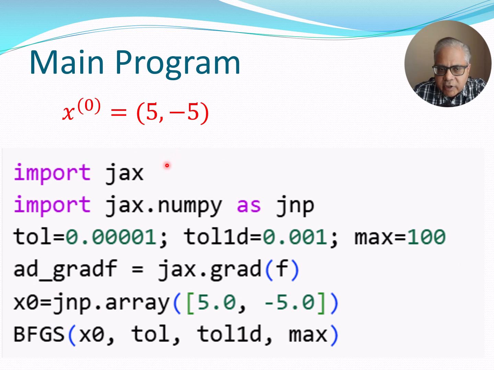Let's write the main program. So again, I import JAX, I import jax.numpy as jnp, I define these tolerance and max values, and then I invoke the jax.grad function on the function f. I use the starting point 5 and minus 5, which is x0 here, and then I invoke the BFGS function at x0, tol 1d, max. Tol 1d is actually used in the one-dimensional search.